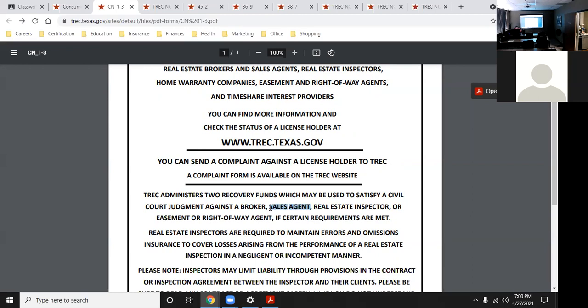What this basically is saying is that it's not just a brokerage. You would think as you sign an independent contracting agreement with a broker, you might be getting protection by the broker, that if something happens, the broker's there to protect you. It comes back on the brokerage, not on you. This is saying that it will come back on you.